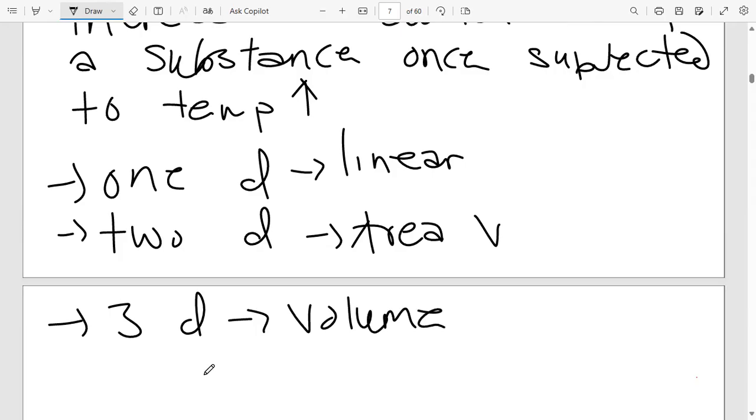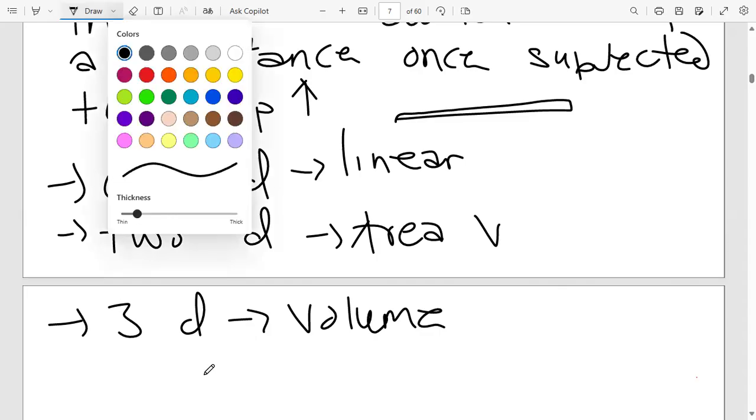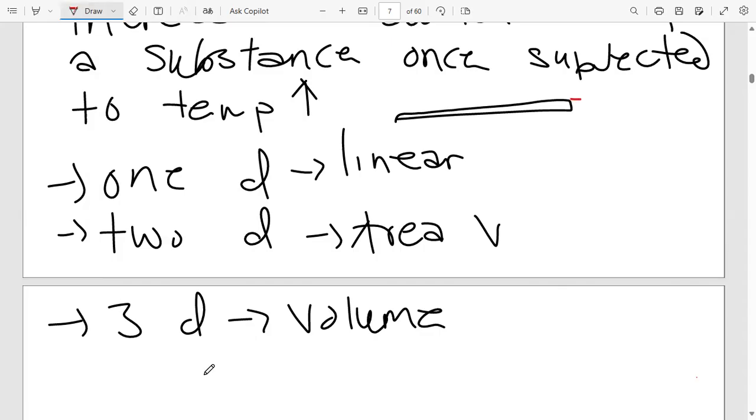So when expansion is taking place in specific dimensions, we're going to name those types of thermal expansion with different terms. If it's only in one dimension, like you take a steel rod, then you put it on fire or you supply heat to it, then you observe that the length of this has changed from this initial length to maybe something like that. We are going to call this linear expansion.